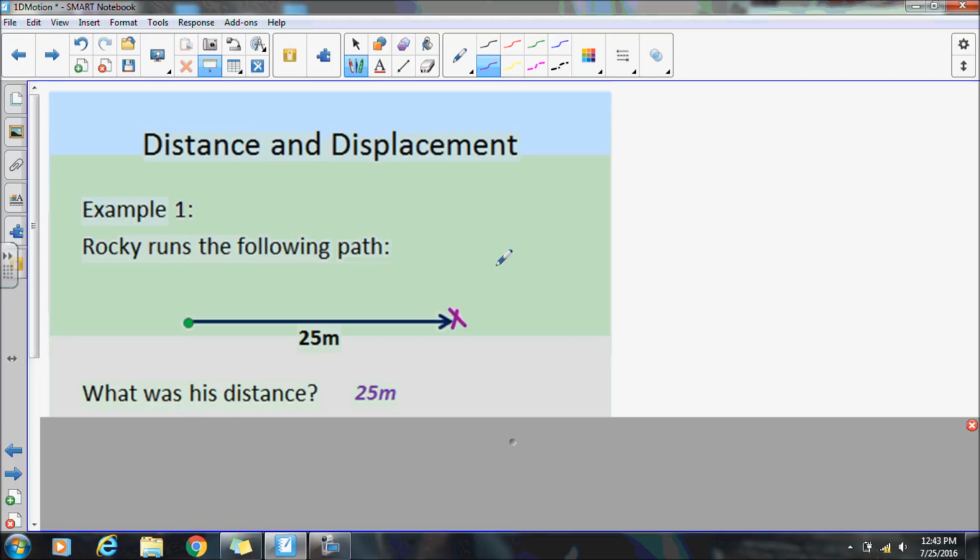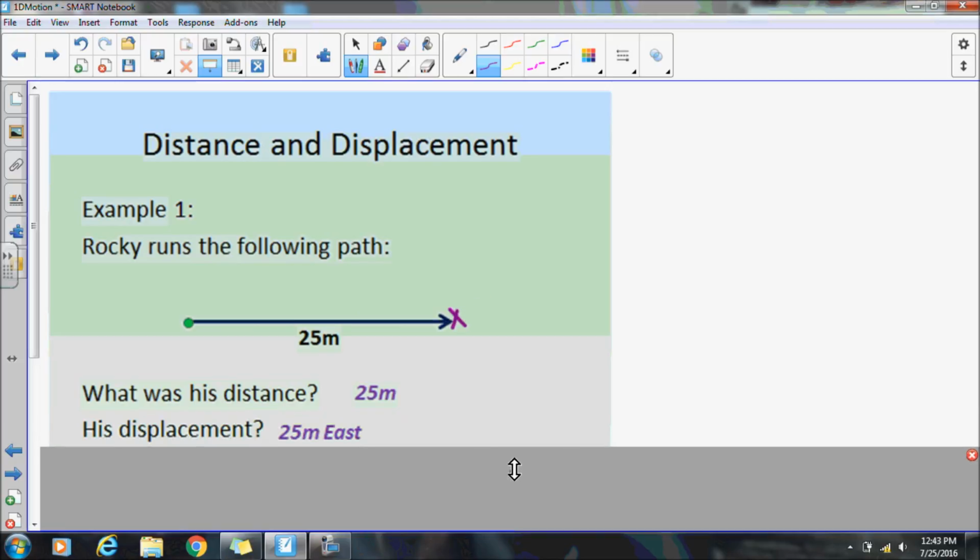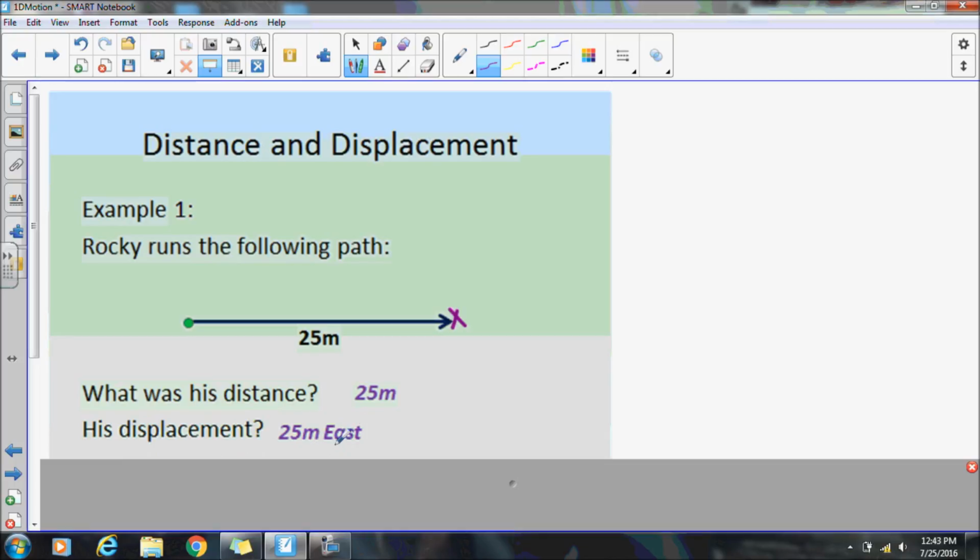Displacement, since it is a vector quantity, needs a direction as well. So we start here, we end here, and we are going 25 meters in this direction. So the displacement would be 25 meters east. Notice we have to have that directional component. Vector quantity.